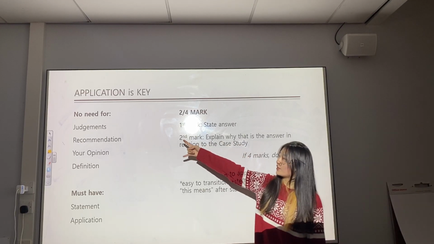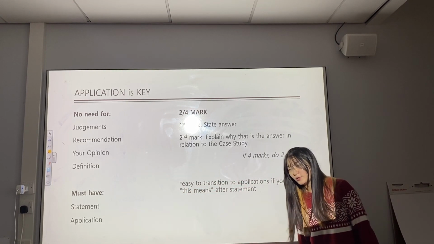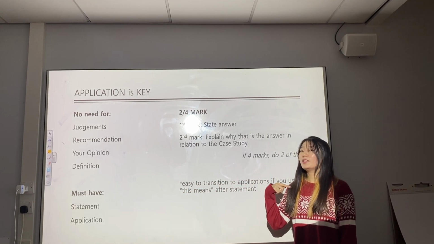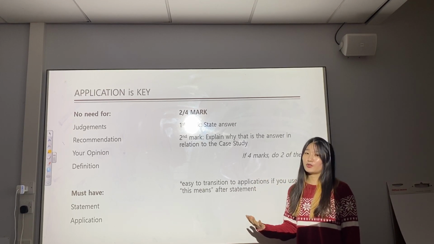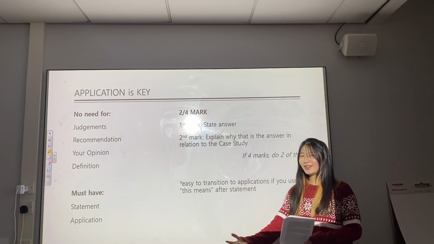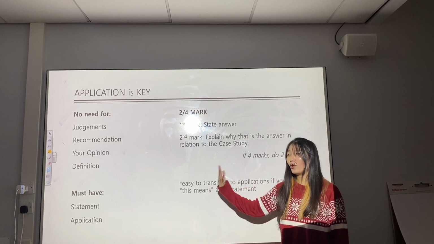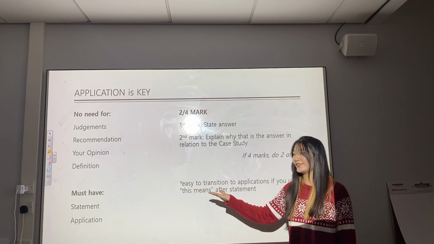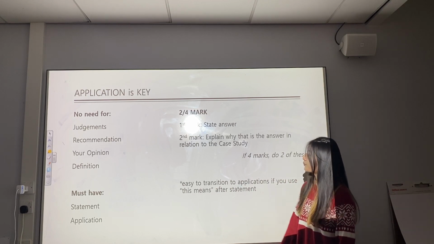So these are 4 things that we don't need, and the 2 things that we must have is a statement and an application. Most common 4-mark questions are explain the advantages, or explain the disadvantages, or explain just a term in general. You have to give us a statement, what it is, what is the advantage, what is the disadvantage, application, how that looks like in P&S Trawlers.